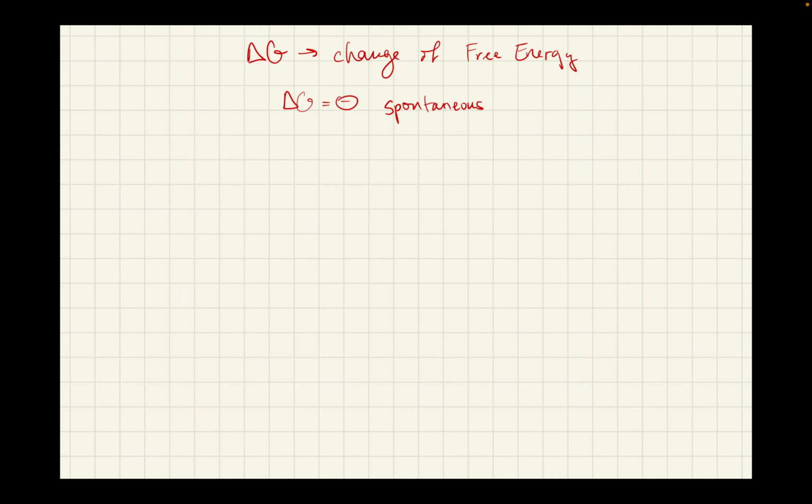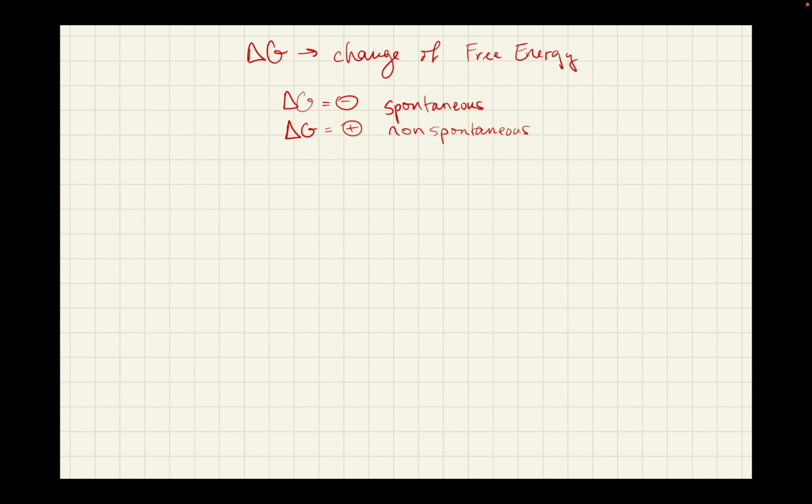You can think of that as if I let go of a bowling ball 10 feet above the ground, it's going to spontaneously fall. Therefore, it was a negative change of Gibbs free energy. The other option would be positive. That would be a non-spontaneous process.